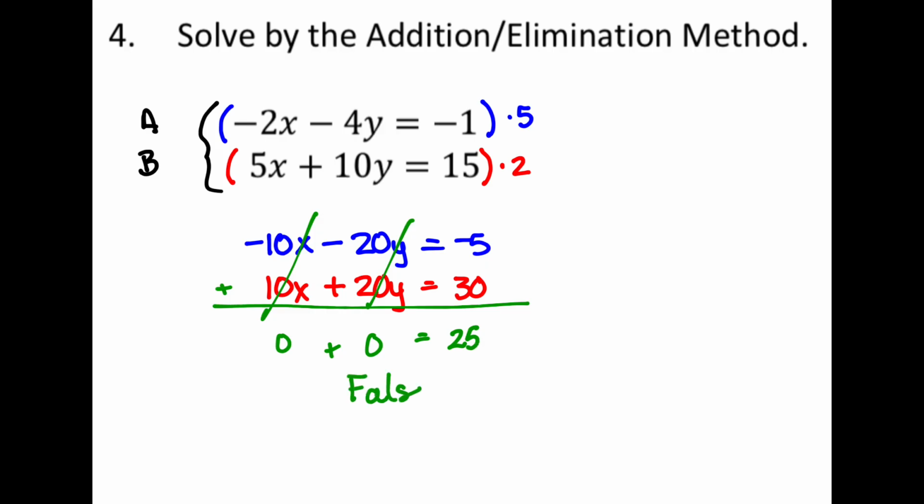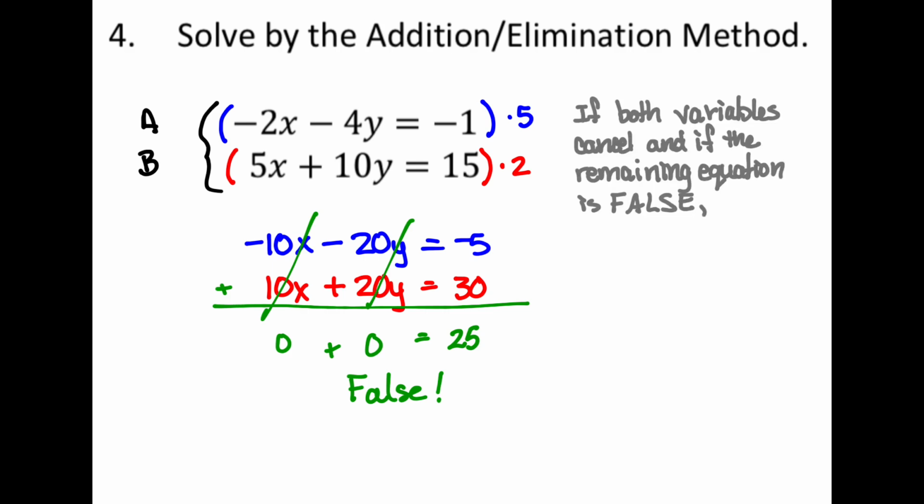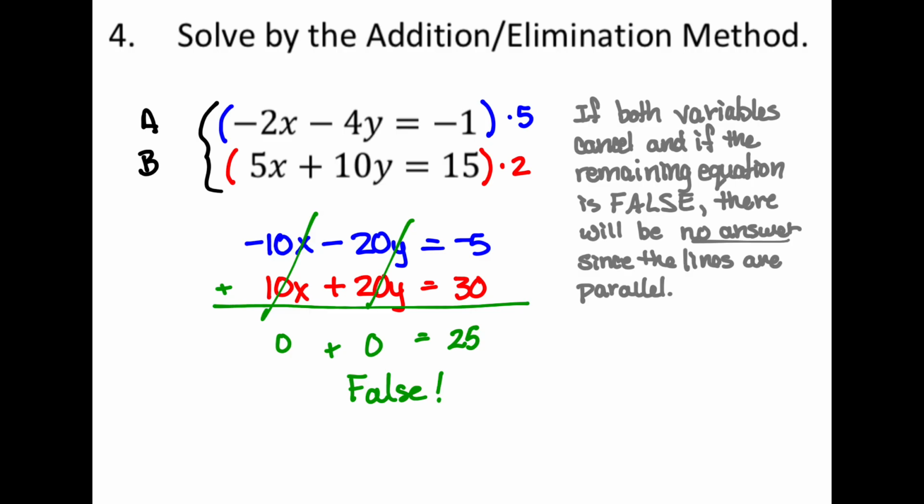This is false. Okay, so both variables cancel, and what we have left is false. So that means, yeah, you won't have an answer because the lines are parallel. Okay, so this one is either D and E. The answer does not exist. It's no solution. It's not possible. Okay, they are parallel lines. They will never cross, so you will never get an answer.